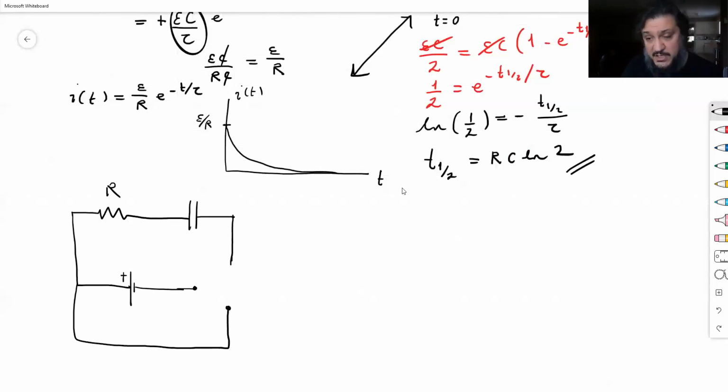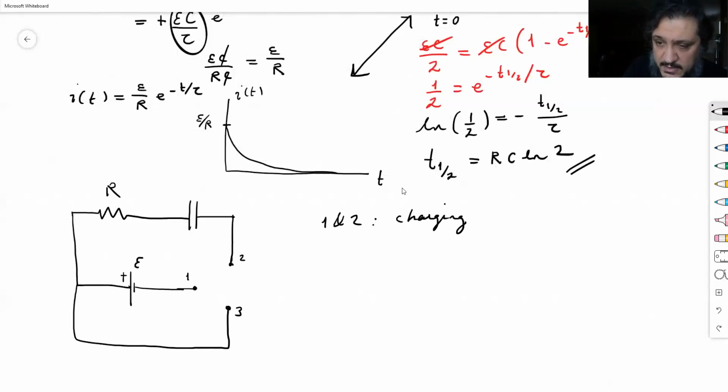So when I'm charging, I want this end to meet that end, these two. But when I'm discharging, I want to cut the EMF. Okay, it's no longer in the picture, so it'll be only these two. So let's call these 1, 2, and 3. So if 1 and 2 are connected, it'll be the charging phase. Capacitor is charging, and then I have full charge. I want to discharge the capacitor. That's when I connect 2 to 3.